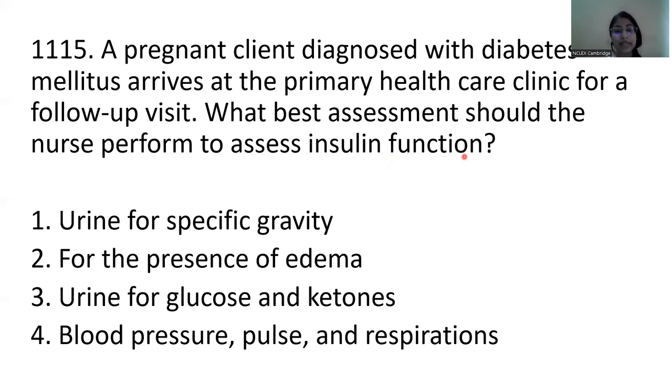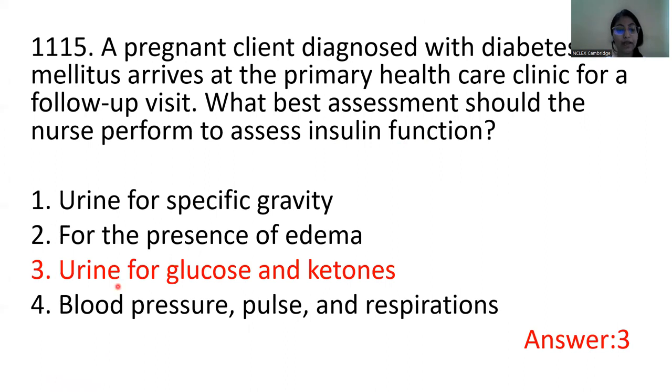So a pregnant lady has come to the hospital and we have to assess her insulin function. As you all know, to assess insulin function, the daily method is glucose testing, a random blood sugar. But in these four options, random blood sugar test is not given. So we have to find the next best option. The next best option would be urine for glucose and ketones.